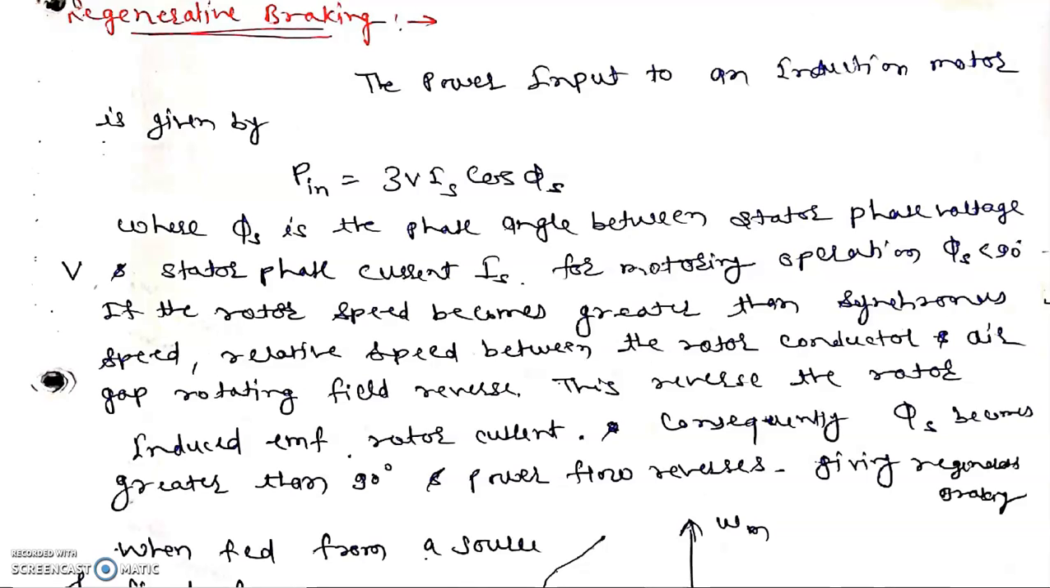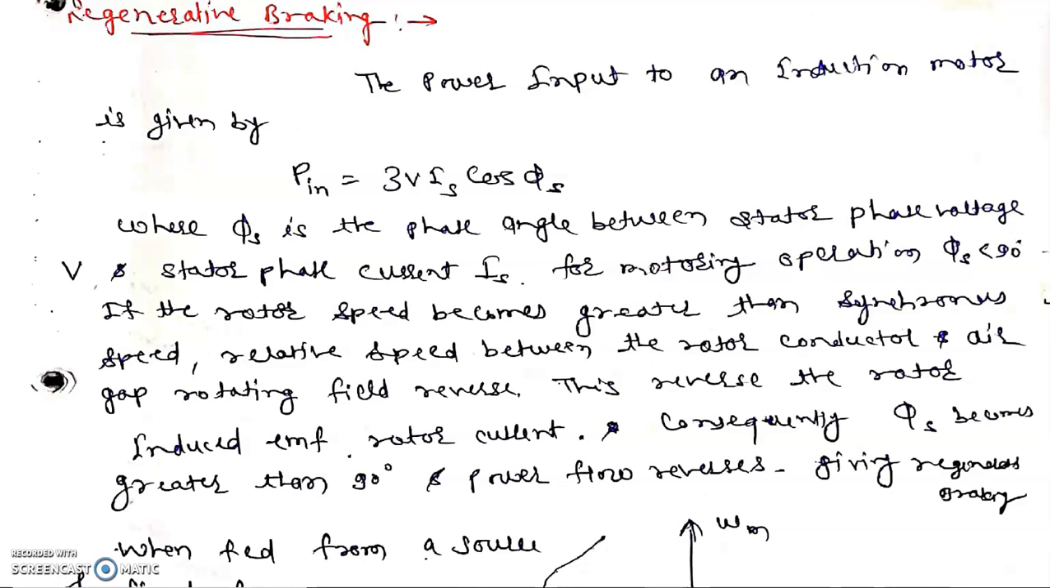We know that electrical power is given as an input to the induction motor drive. If this motor works as a generator, the expression of power will become negative. Means the motor is not receiving the power, instead it gives the power. So the expression of induction motor input is given by P input = 3 V Is cos phi s.